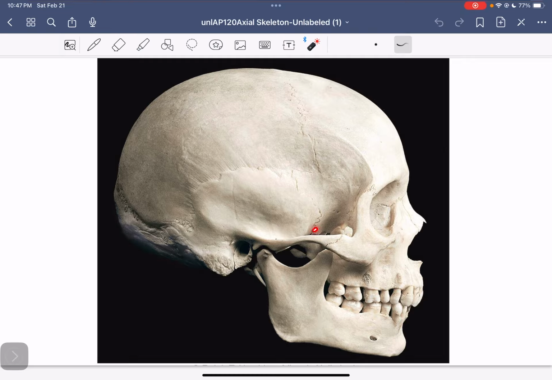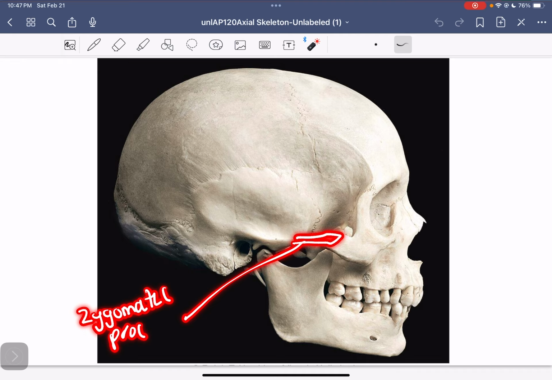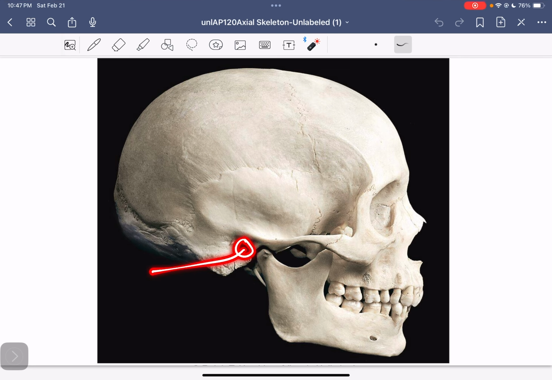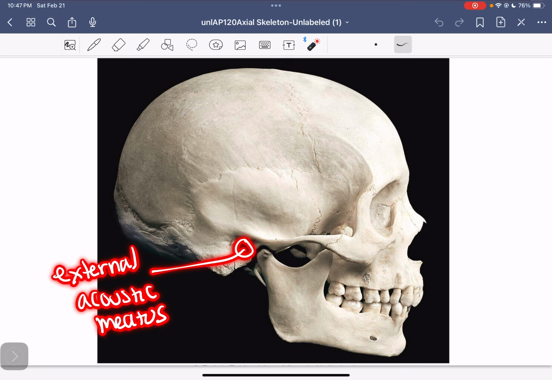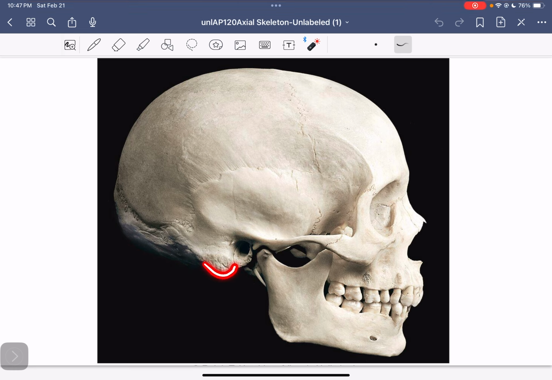The first one is going to be, so let me draw an outline. We're going to be focusing on this bone. So this structure right here is called your zygomatic process, and it's a process of the temporal bone. We have this opening, which is the external acoustic meatus. Then we have this bump here, which is your mastoid process.